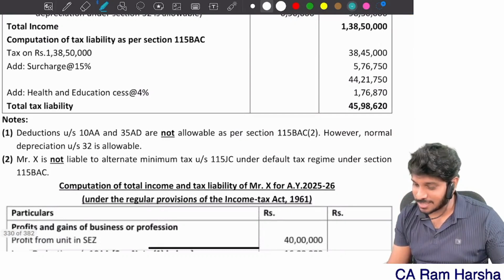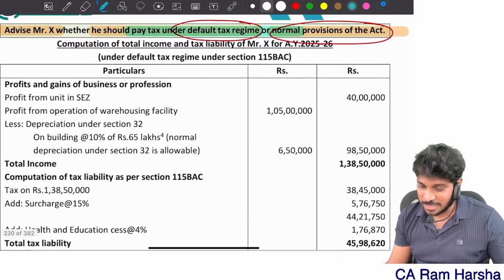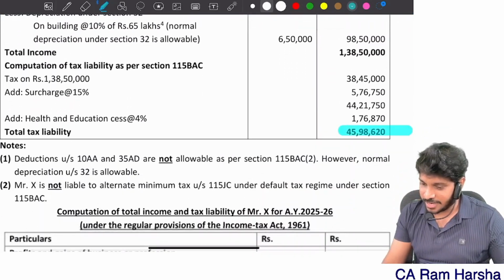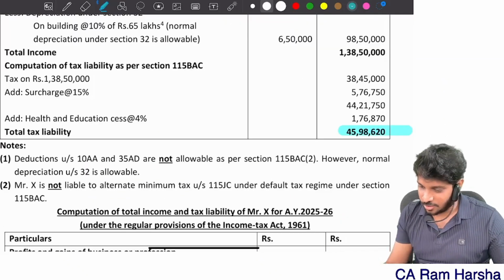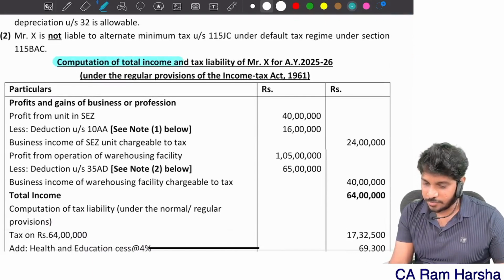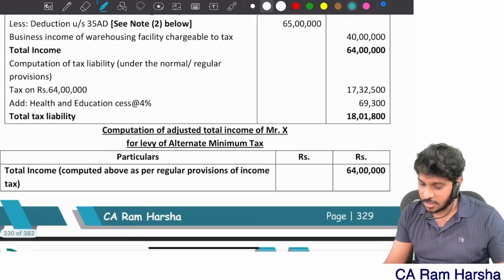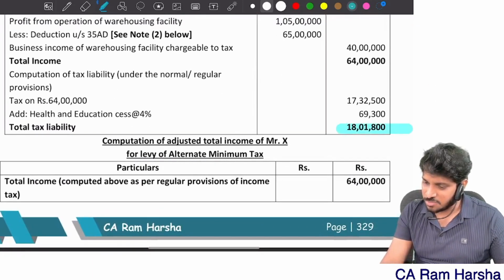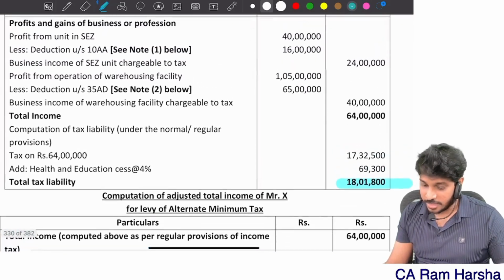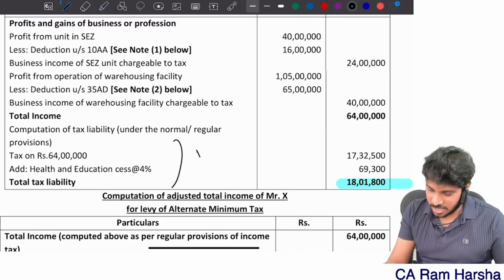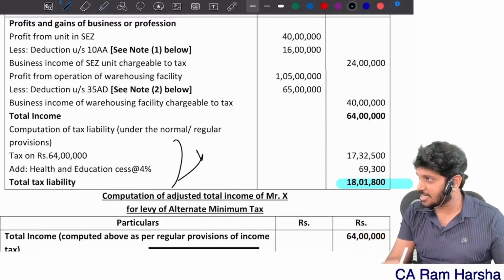I hope the numbers are right. I will see the numbers. Which regime is it? Default tax regime. 45,98,620. Correct. Then computation of total income under regular provisions, 18 lakh 1,000. For us, how much did we get? They did not add surcharge. Their computation is wrong. 10% they are supposed to add.